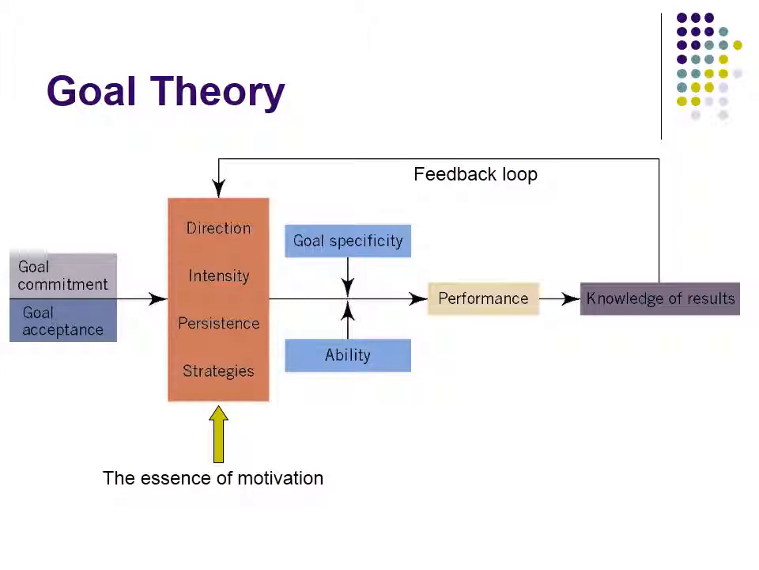In other words, the first part of goal theory is you need to make sure that you are establishing goals that people are going to be committed to, that they're going to accept. Once we have a committed and accepted goal, that is going to result in the direction, intensity, persistence, and strategies. Those 4 points we talked about in the last slide. That having those goals is going to direct activity. It's going to increase the intensity of that activity. That activity is going to be persistent, and we're going to adjust our strategies to make sure we get to our goal.